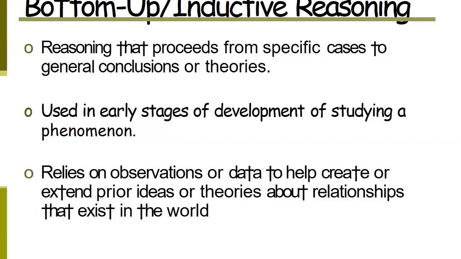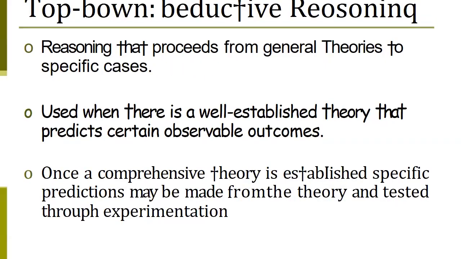Next, these are the theory part. Definitely must know, but top-down method is what? This is reasoning that proceeds from general theories to a specific case, used when there is a well-established theory that predicts certain observation outcomes. Definitely, there are so many well-established theories. So, this is the top-down method. Next.